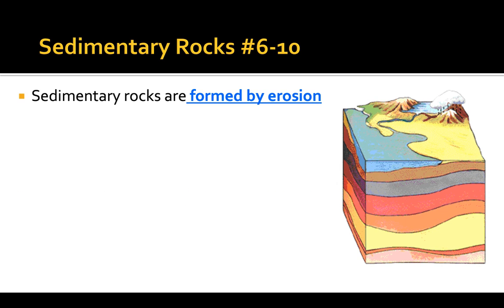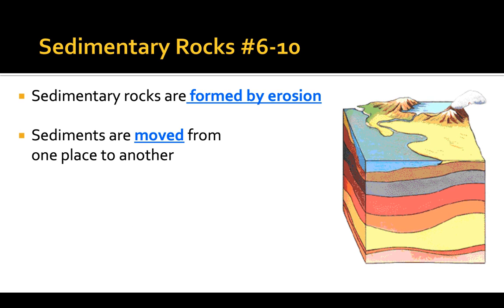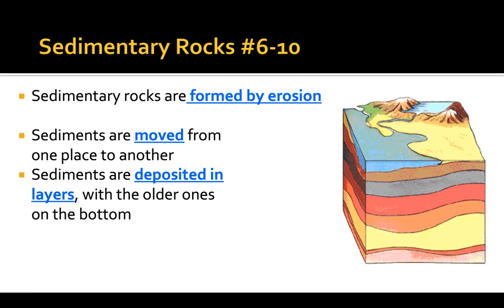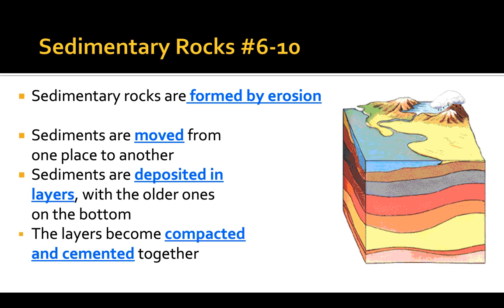Sedimentary rocks are formed due to erosion. So remember, with erosion, we are moving sediments from one place to another. The sediments are going to be deposited in layers, and the oldest ones are going to be on the bottom. So think of this as stacking pancakes. The first pancake off is going to be the one on the bottom of the stack, whereas the one that just comes off the hot plate is going to be the one up top. And then over time, these layers compact and cement together and are able to form rocks.